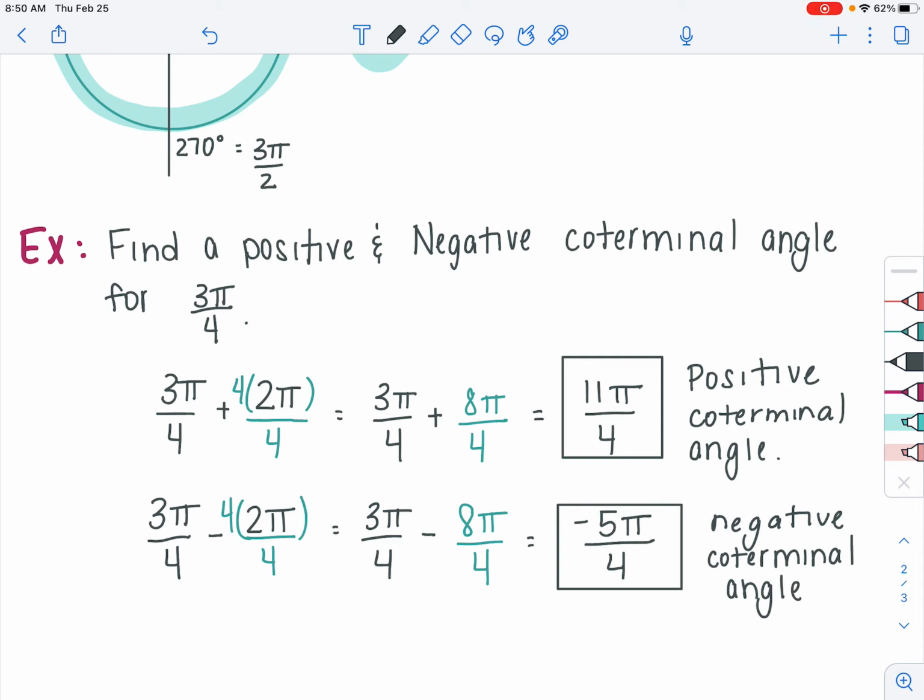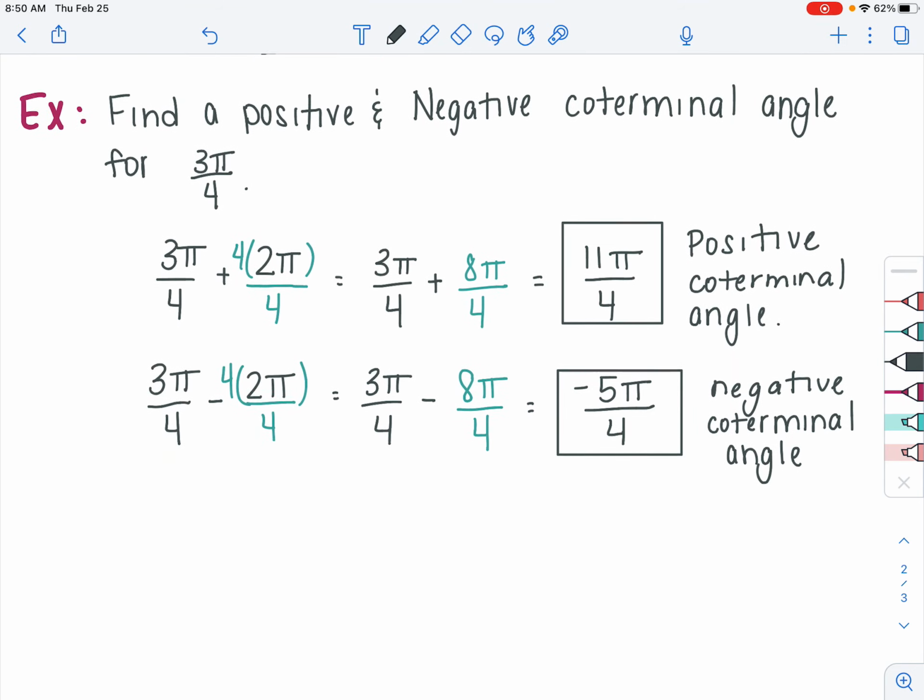So my negative coterminal angle is negative 5 pi over 4. Now, I could find as many coterminal angles as I want because I could just keep adding 2 pi. I could keep subtracting 2 pi. So there are an infinite number of answers for this question, but it's easiest for me to just add 2 pi once or subtract 2 pi once to find a coterminal angle. But I could, if I wanted to, do it multiple times, and all of those times that I was adding 2 pi, I would still be getting coterminal angles.